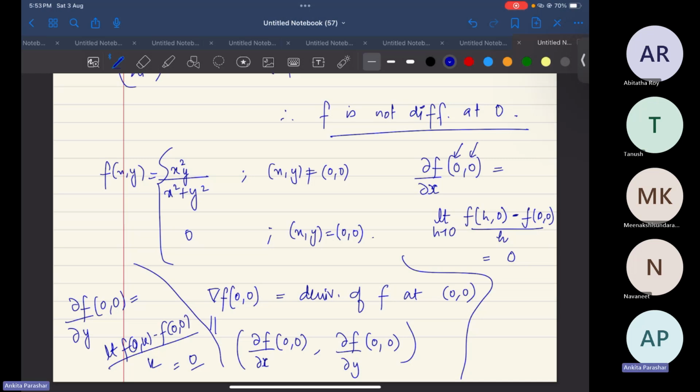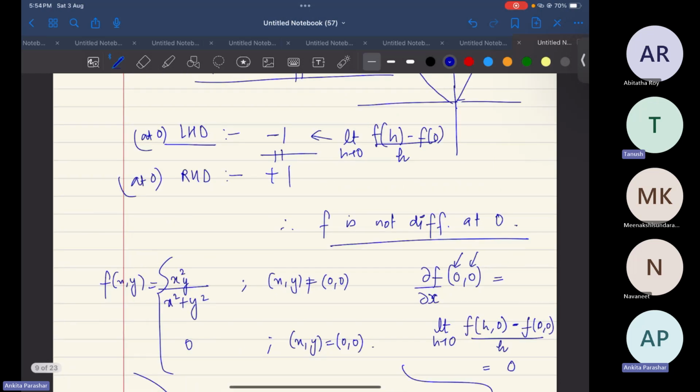So for right now, since we do not have much to say about how to show it's not differentiable, let's look at a simpler example. What if I say f of x comma y is just mod x? Now can you say is it differentiable? I can write this function. Is that okay?